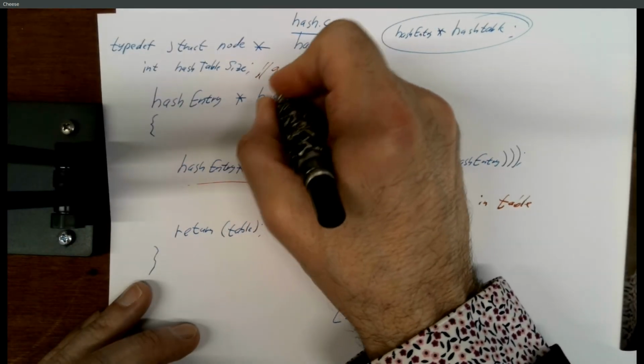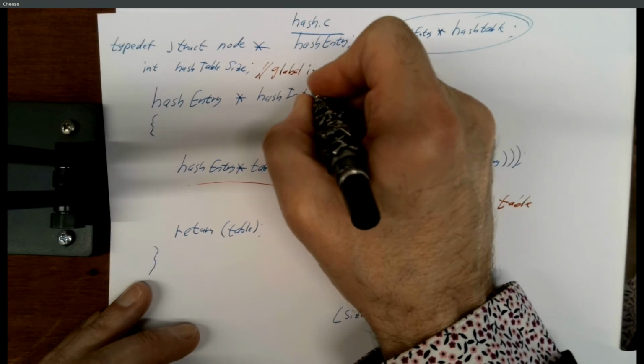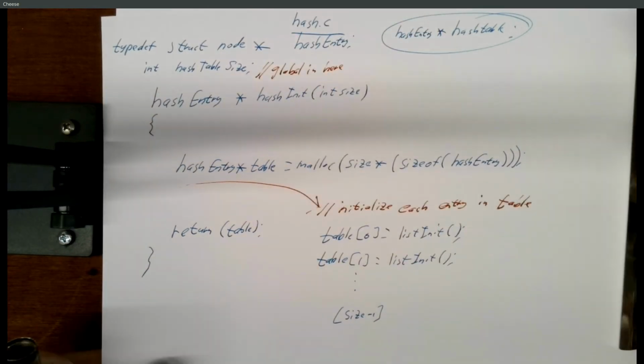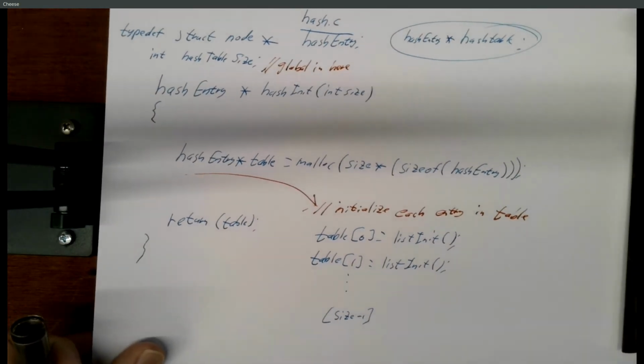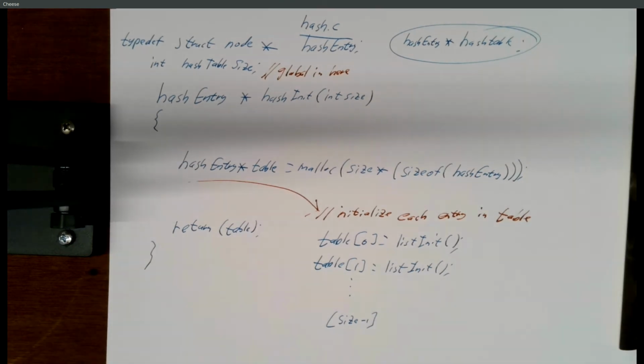You're going to have a different .c file for every hash function. Would you want to use an extern? Then you'd want to use an extern, and that gets a little more complicated.